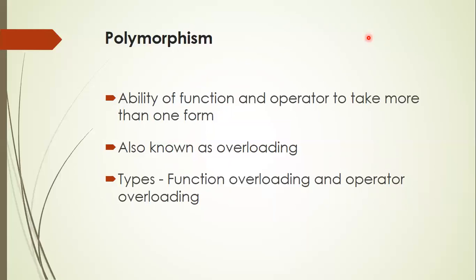So, polymorphism has two types. If the function takes more than one form, it is called function polymorphism or function overloading. If the operator takes more than one form, it is called operator overloading or operator polymorphism.